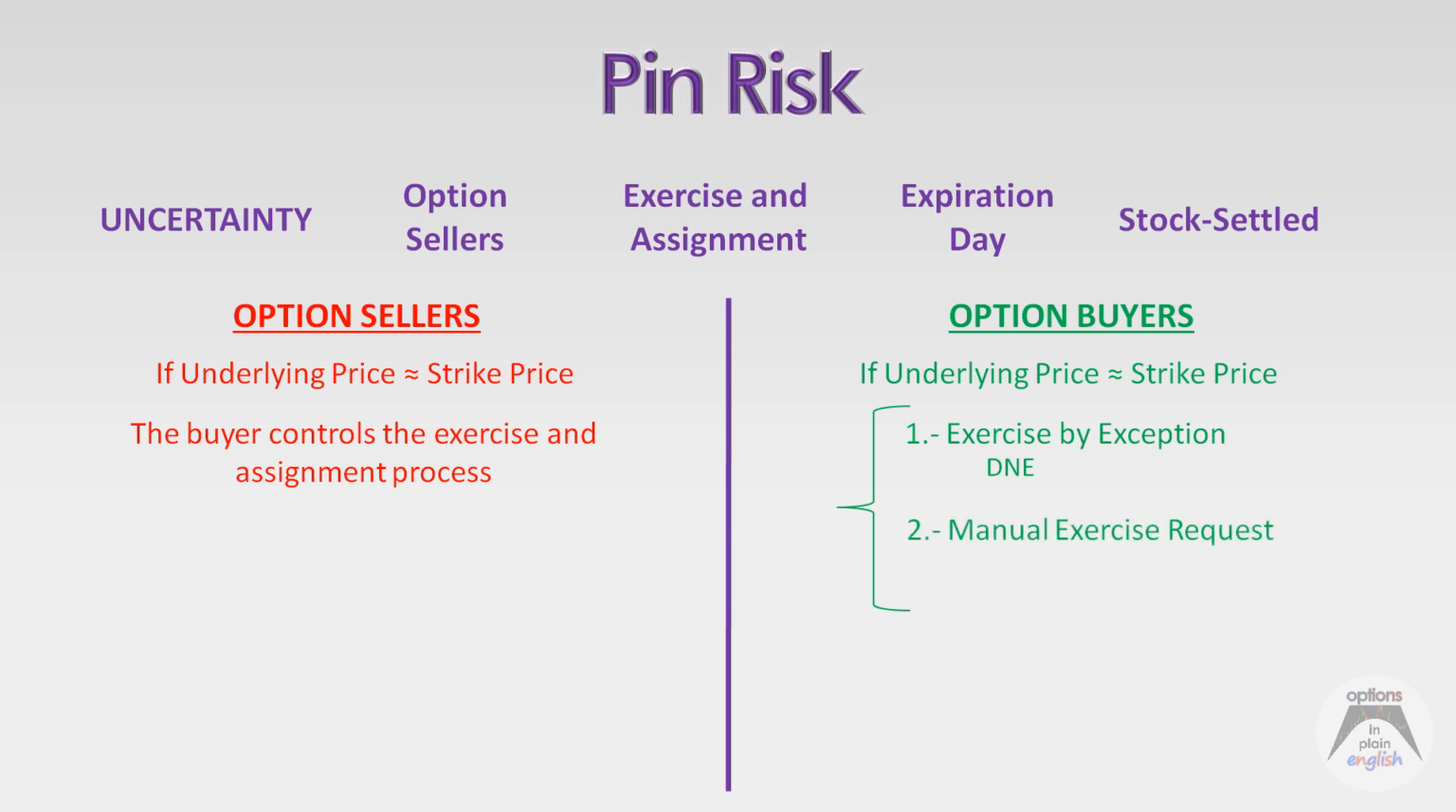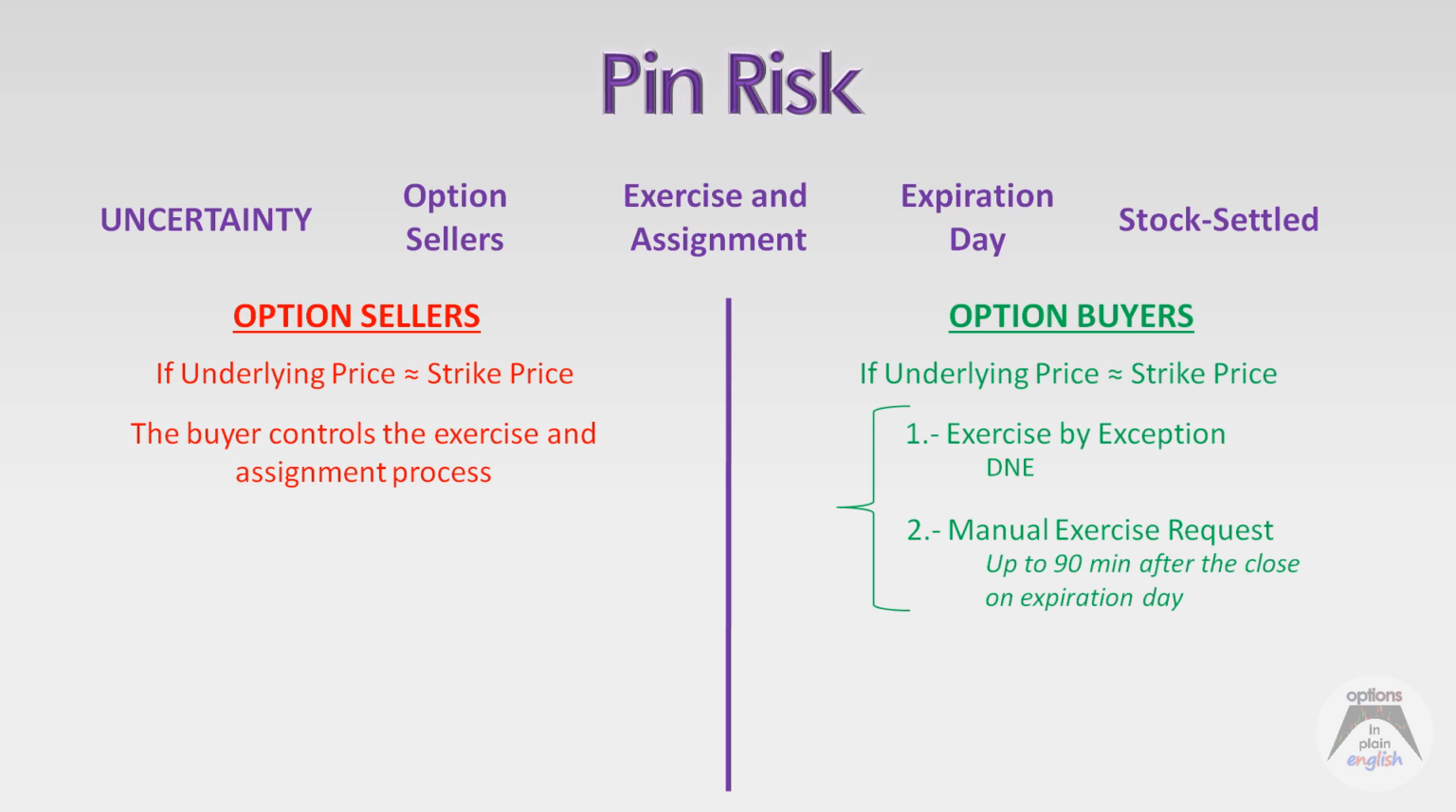And the second one is a manual exercise request. So when would this apply? Well, if it expires out of the money and for some reason you want to exercise, then you can put in a manual exercise request. If it expires at the money or in any other situation. Now here the wrinkle is very interesting. The buyer has, depending on the broker, but most brokers have up to 90 minutes after the close on expiration day to request manual exercise of their positions.